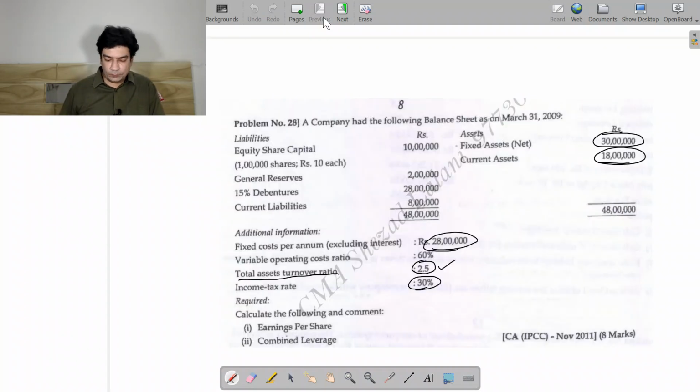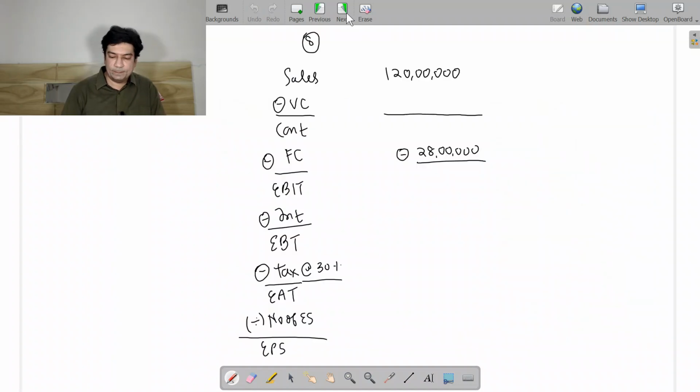Now they have given us the variable cost ratio, which is 60%. So the variable cost ratio means it is 60% of your sales. So variable cost is 60% of your sales. So your sales are 1 crore 20 lakhs, and on that 60%, so 72 lakhs is your variable cost. So 1 crore 20 lakhs minus 72 lakhs. So I'm going to get my contribution equal to 48 lakhs, minus 28 lakhs. So here I will be getting 20 lakhs as my EBIT.